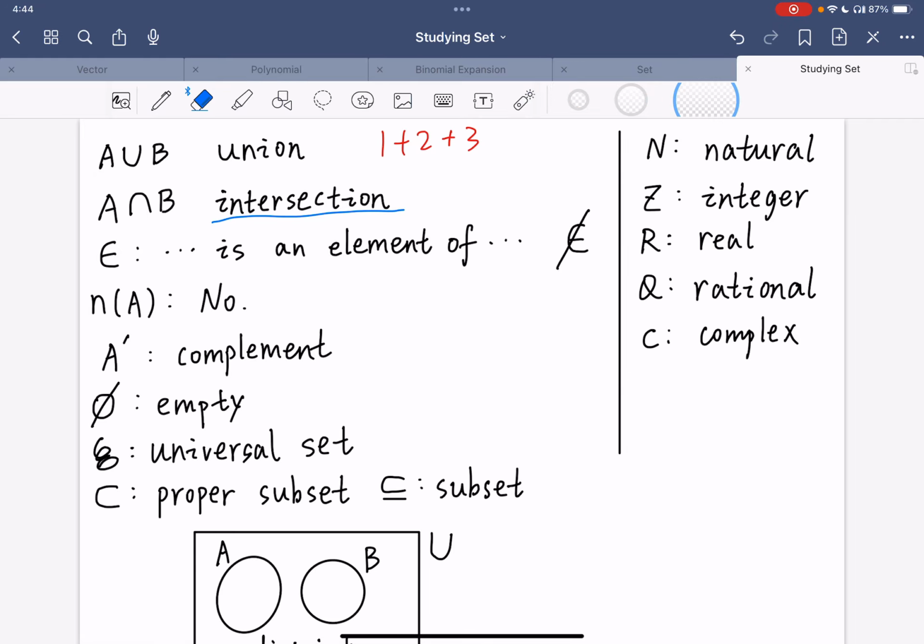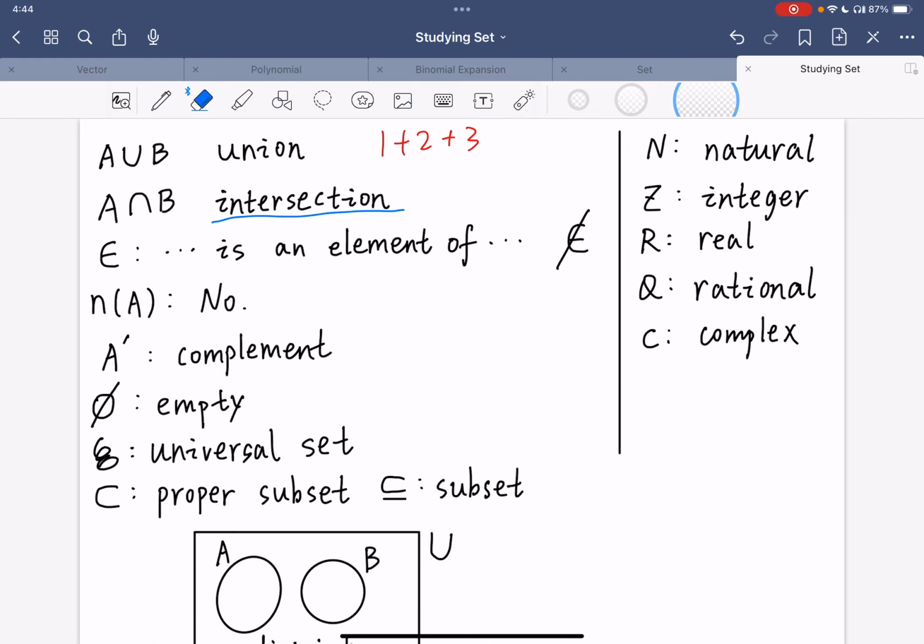All right, and another thing I want to highlight is subset. Actually, there are two different types of subset. The first one is a proper subset. Okay, a proper subset. For example, let me draw a Venn diagram for you guys.